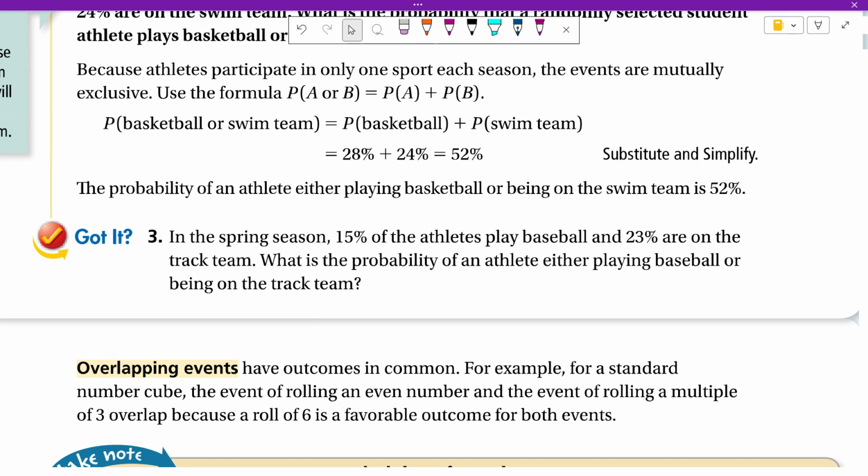In the spring, 15% of the athletes play baseball and 23% are on the track team. What's the probability of grabbing somebody that's either an athlete playing baseball or track? You add them together and you'd get 38%.